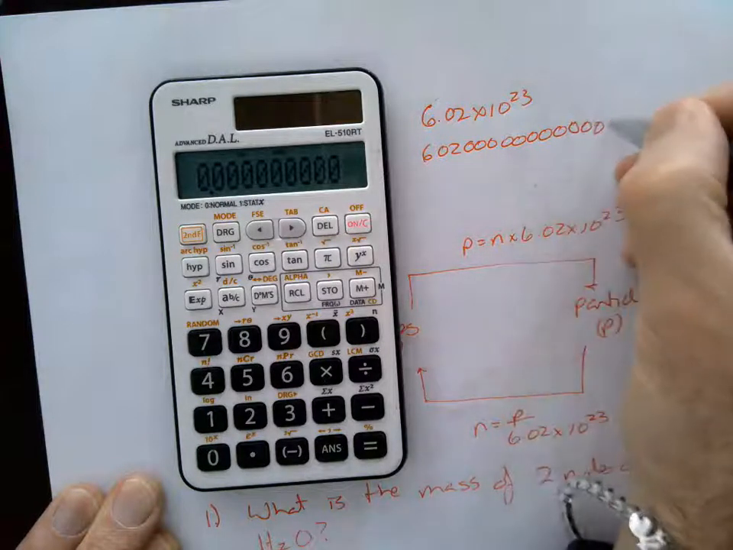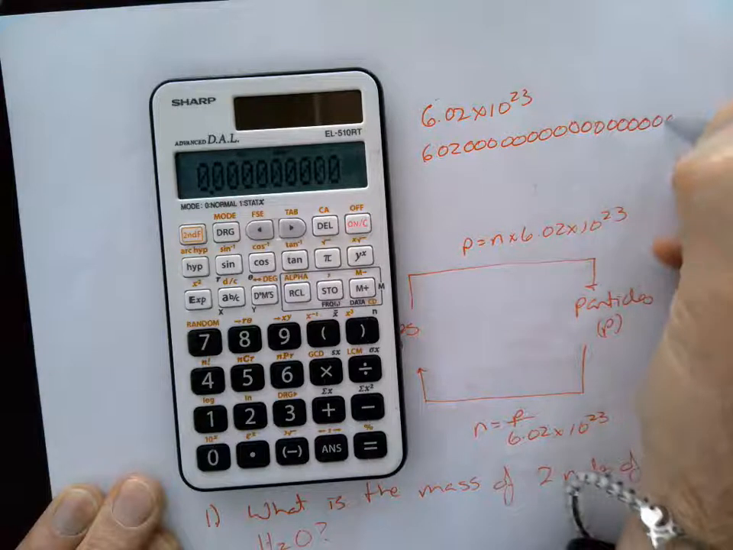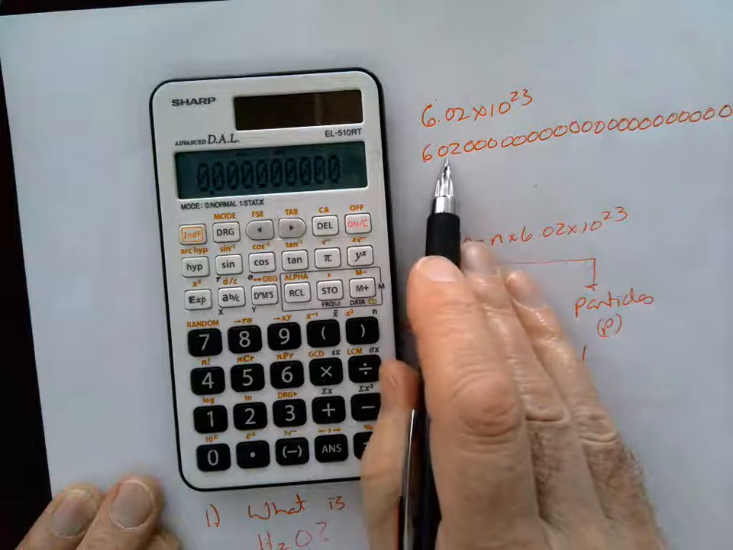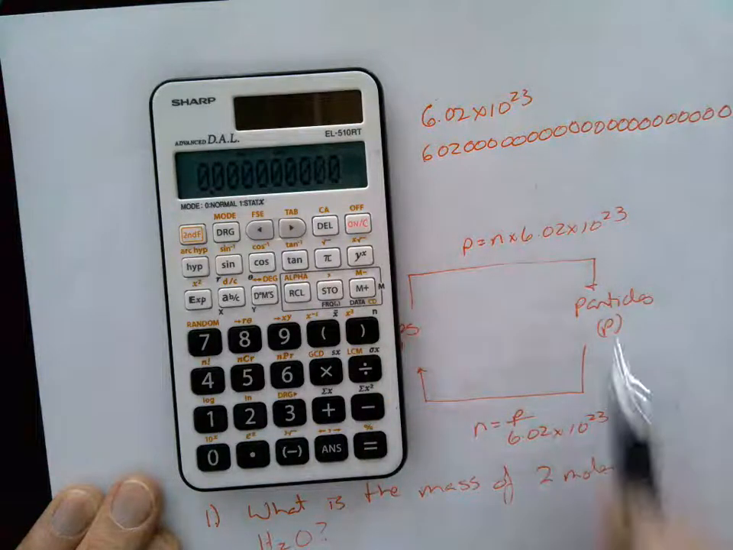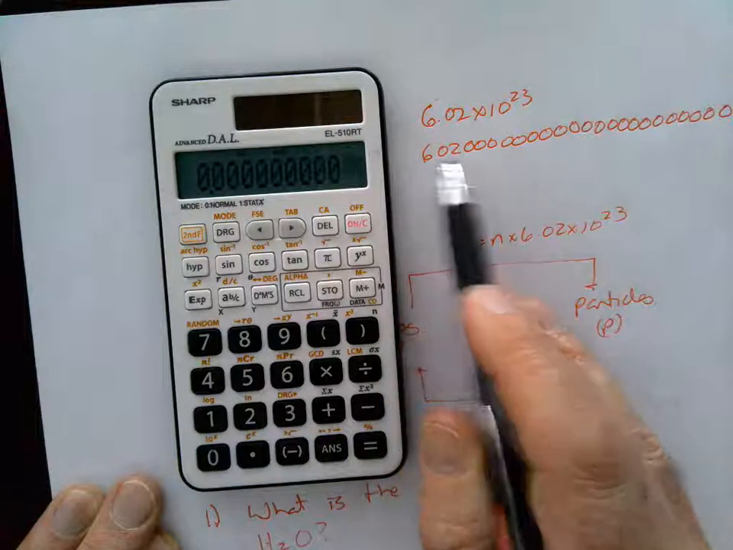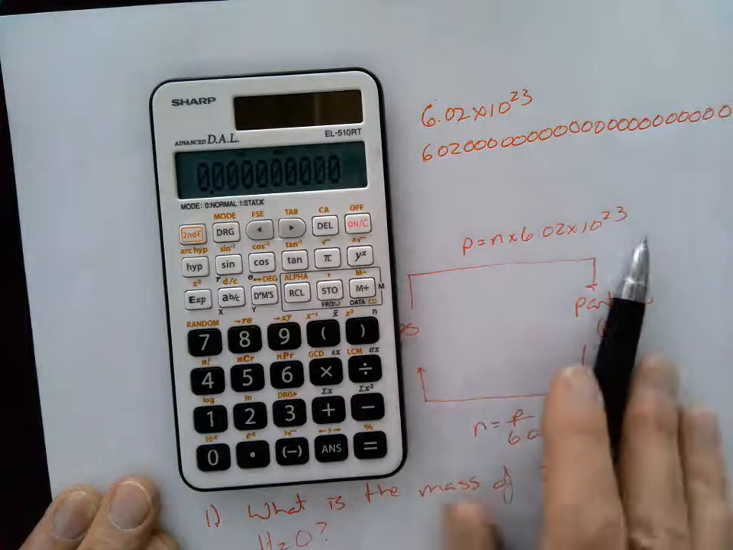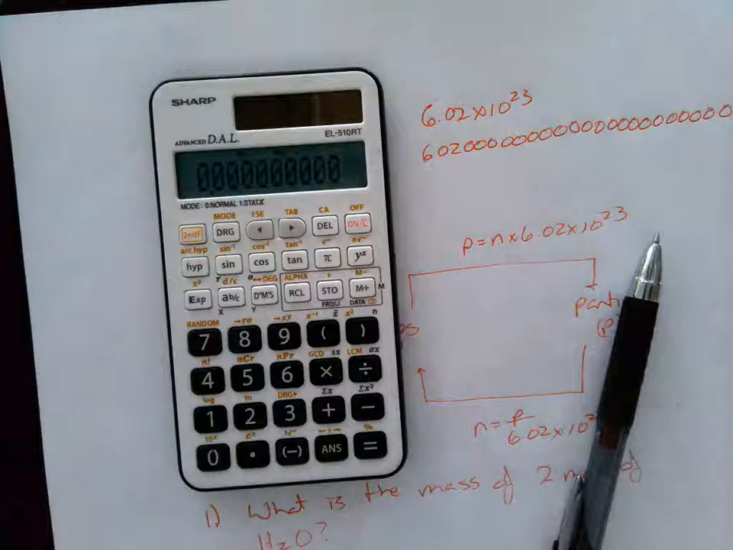What that means is there's 23 placeholders after the 6. So one's a 0, that's your first one, the second one's a 2, and then it's zeros. This number is astronomical and wouldn't be used for anything other than counting atoms.